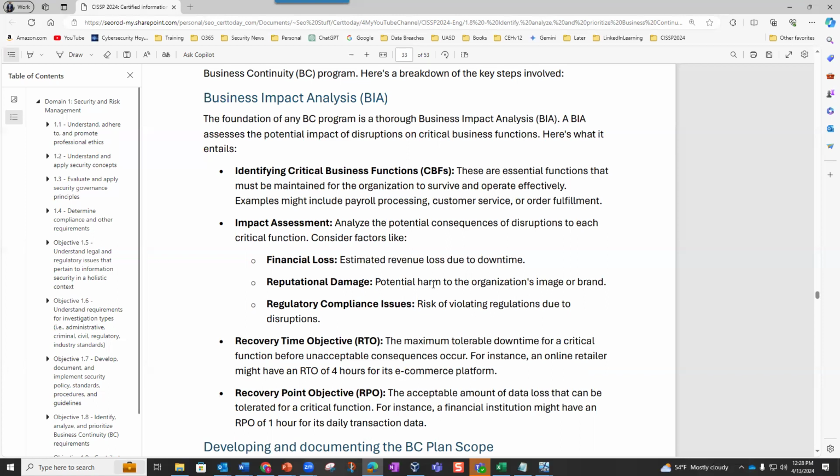Impact assessment. Analyze the potential consequences of disruption to each critical function. You should consider factors like financial loss, the estimated revenue loss due to downtime; reputational damage, what is the potential harm to the organization's image or brand; regulatory compliance issues, risk of violating regulations due to disruptions.